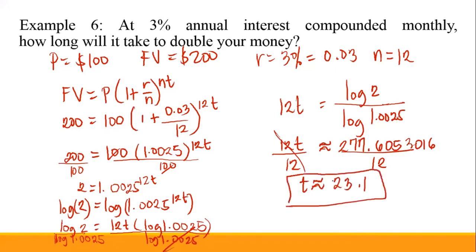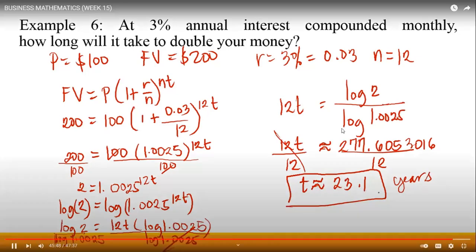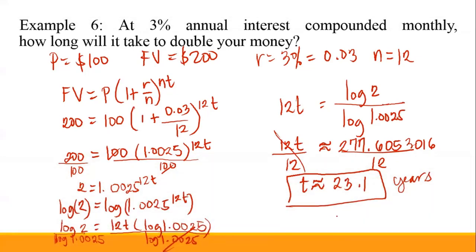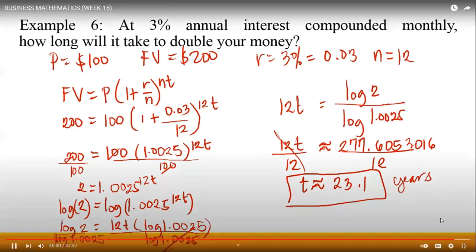Okay? So ito yung kailangan mo. 23.1 years to double your money. Okay? There. Yan. So at 3% annual interest rate, it will take approximately 23.1 years to double your money. Okay? Just to double your money. Okay. So naintindihan? So that is about compound interest.